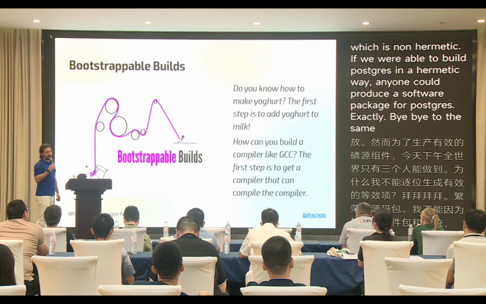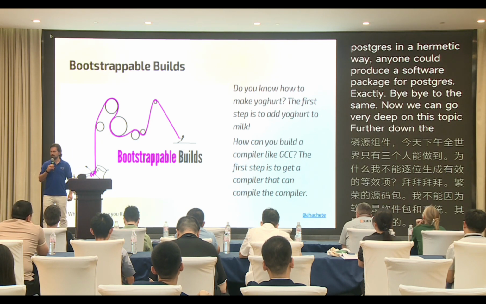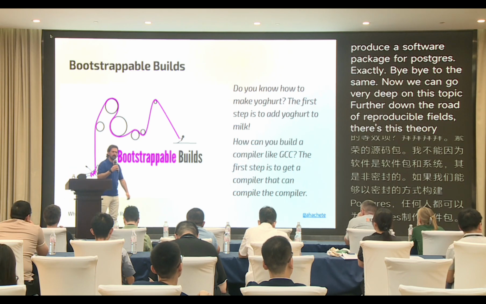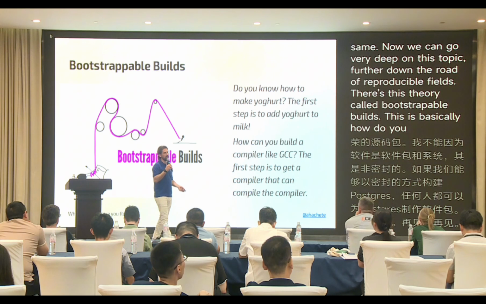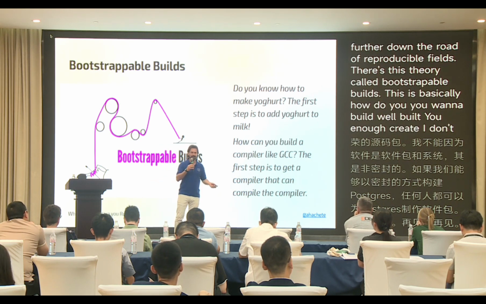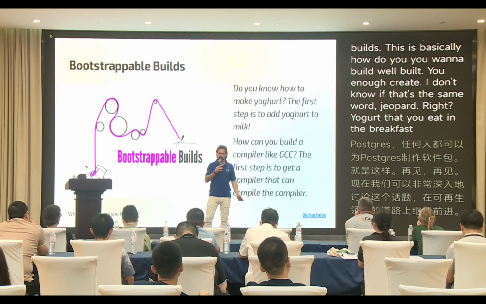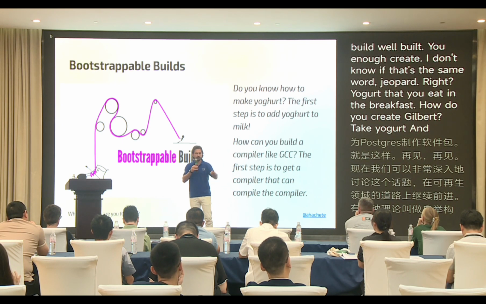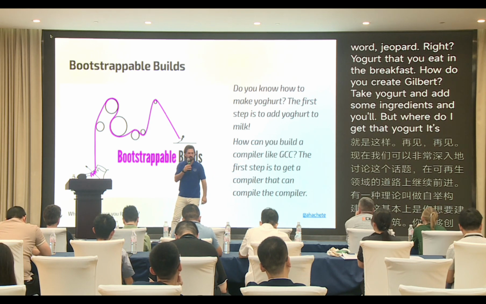Now, we can go very deep on this topic. Further down the road of reproducible builds, there's this theory we call bootstrappable builds, which is basically: how do you create, I don't know if that's the same word, yogurt, right? Yogurt that you eat at breakfast. So how do you create yogurt? Well, take yogurt and add some ingredients. Okay, but where do I get that yogurt? It's a bit of a chicken and egg problem.